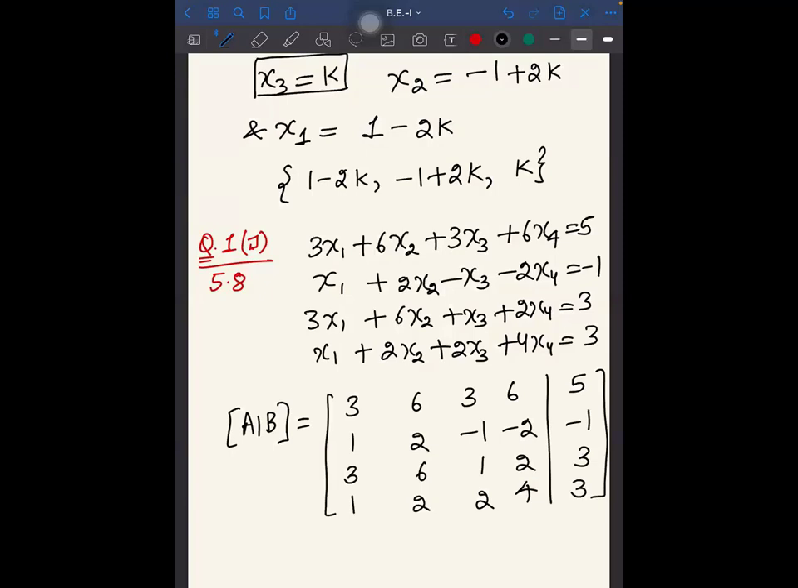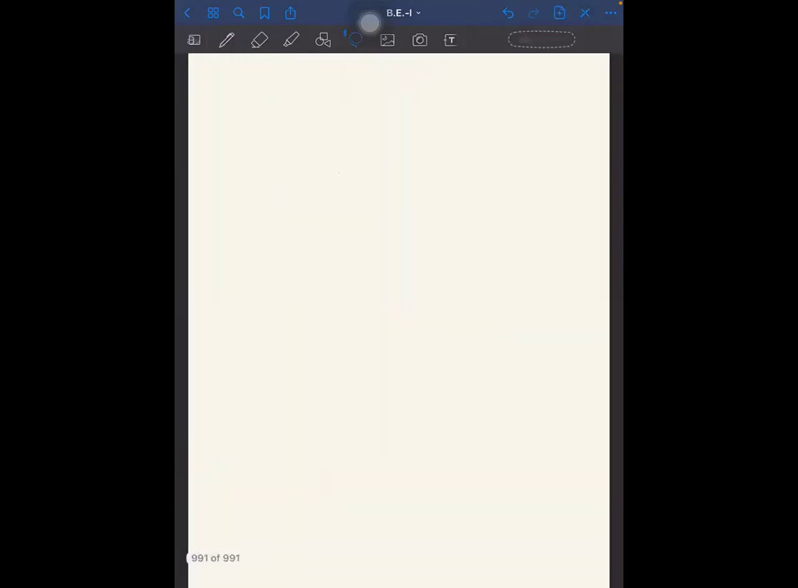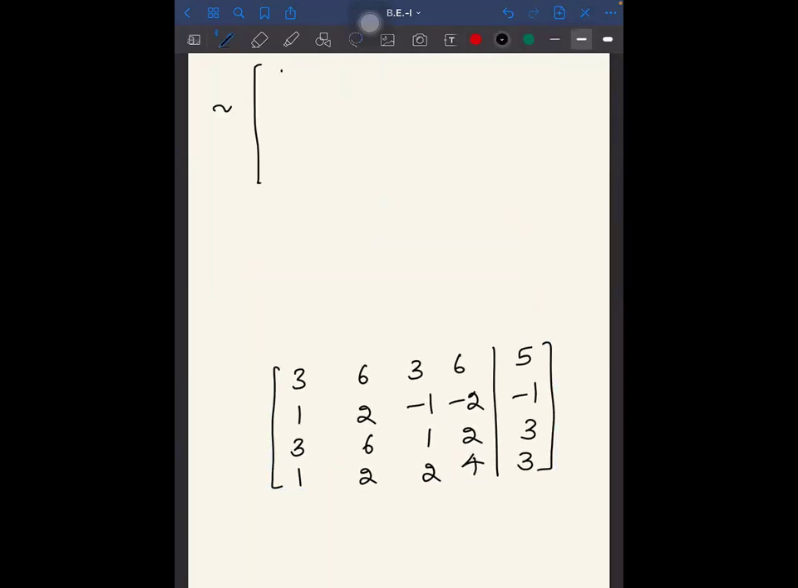So now, what are you going to do? You simply replace. So you replace R1 and R4. So I'm keeping this thing 1, 2, 2, 4, and 3. And here you will have 3, 6, 3, 6, and 5. And remaining two rows are same, right? So that will be 3, 6, 1, 2, 3, and 1, 2, minus 1, minus 2, and minus 1. Yeah, that's it.